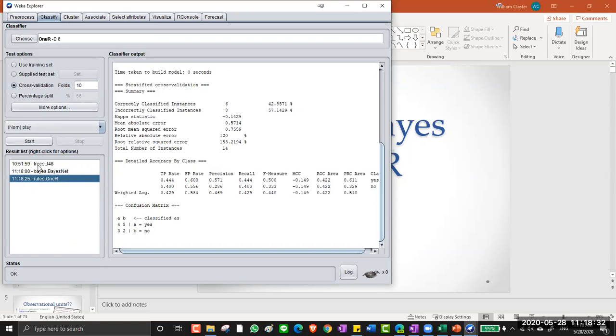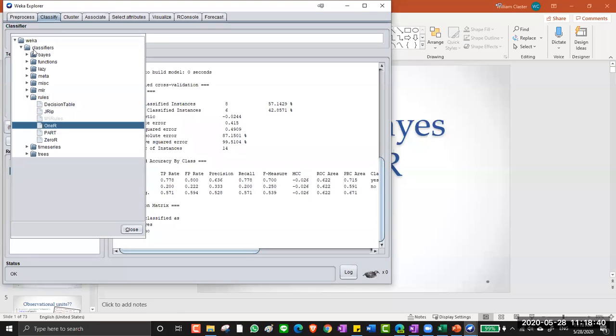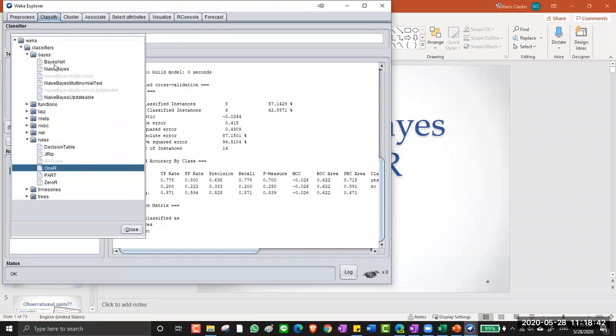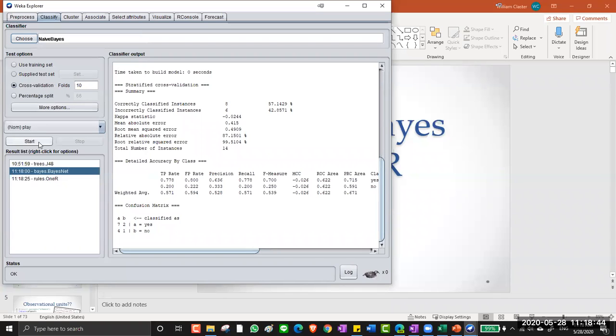Okay, so BayesNet actually did better. Of these three, it did the best. And I'm sorry, BayesNet? Did I do BayesNet? I meant to do naive Bayes. Oh, I did the wrong one. Try that. Okay, naive Bayes, 57%. So of these three, naive Bayes has done the best.